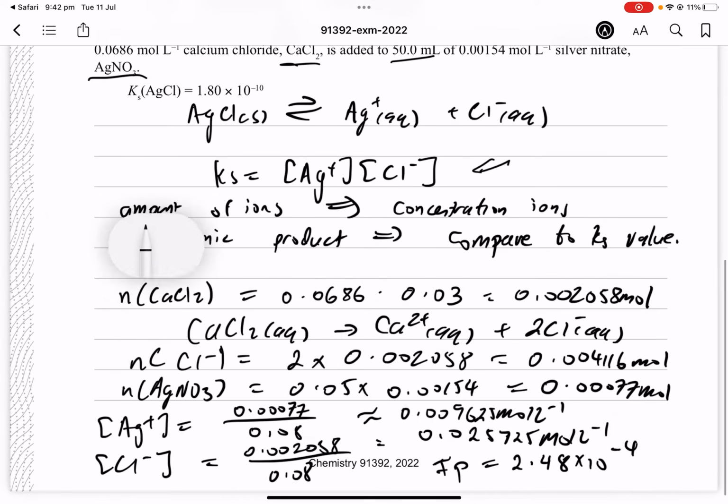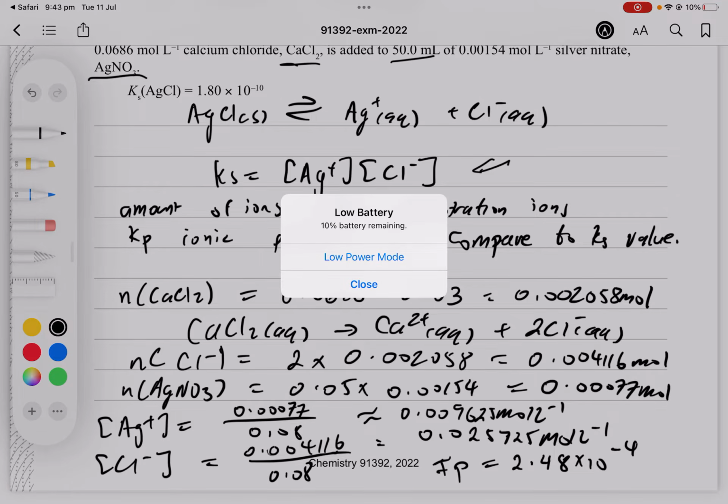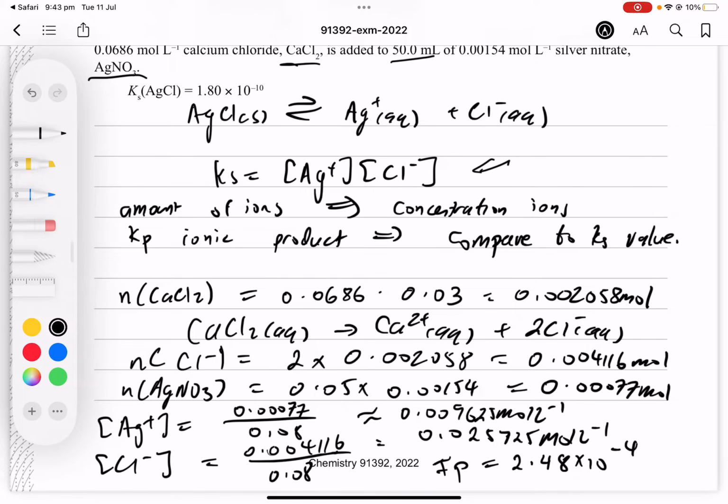We've calculated the amount of Cl minus ions as 0.004116. Not this value. It would be 0.004116 divided by 0.08. So this is actually 0.055154 mole per liter, and hopefully this will give us a different IP value here.